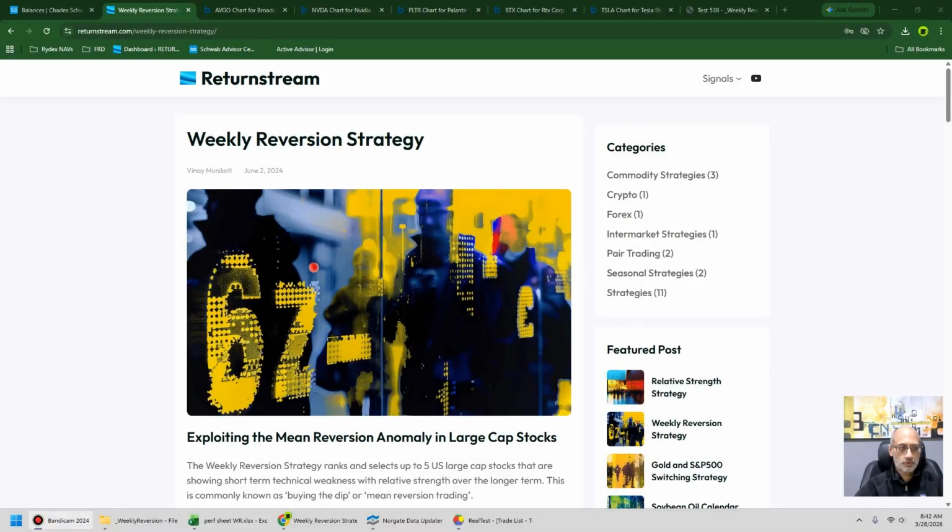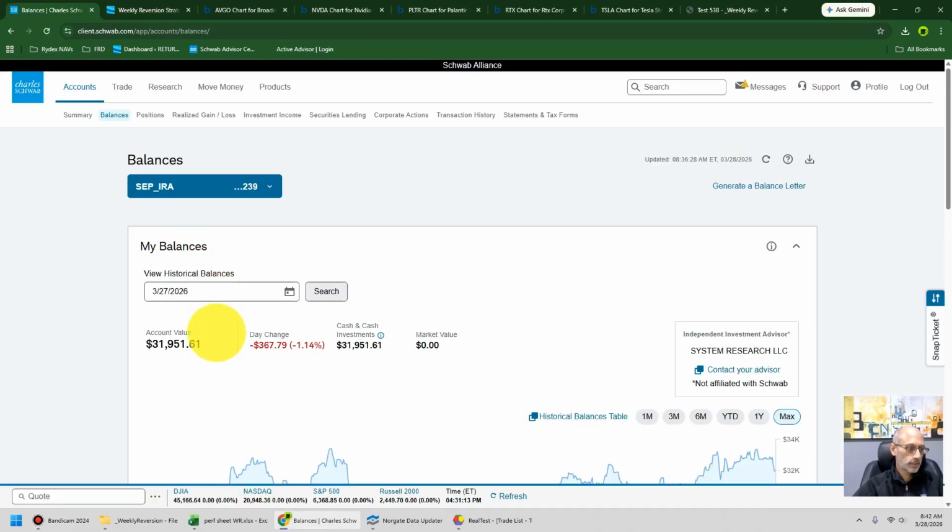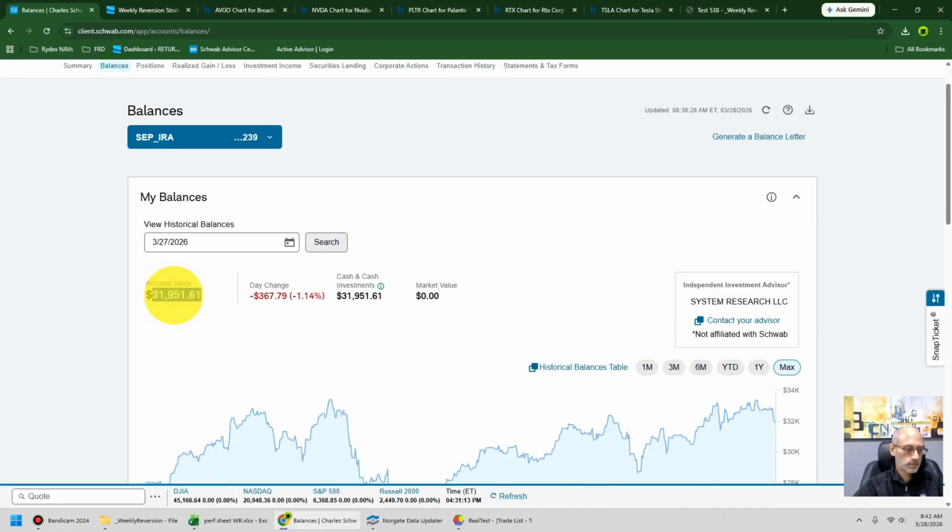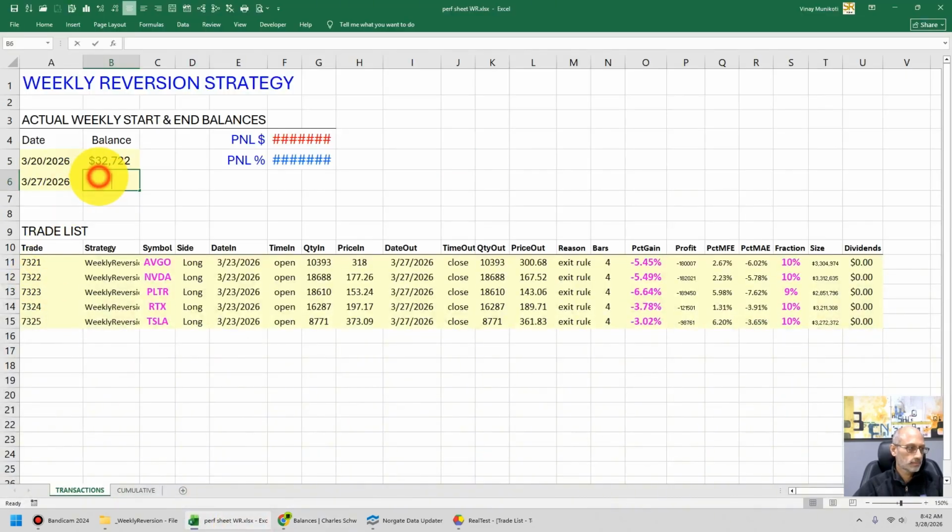This is the performance summary for the weekly reversion strategy for week ending March 27th. Let's start by inputting the current balance in the account. So last week I lost $771 in my account, which is a loss of negative 2.35%.